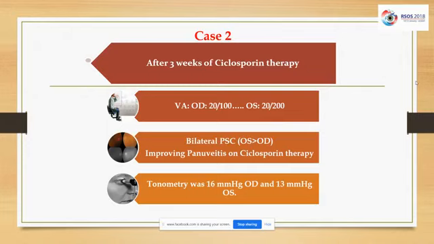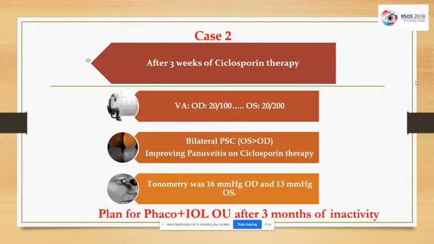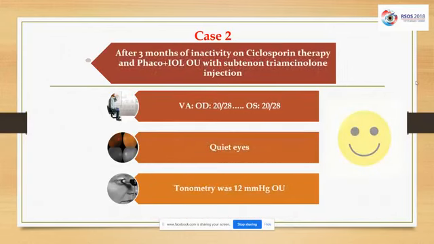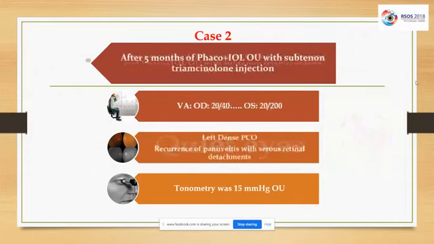The pressure was normal. So I planned to have cataract surgery in both eyes after 3 months of inactivity or quiescence. The patient had cataract surgery in both eyes with subtenon triamcinolone injection, and the vision improved to 28 in the right and 28 in the left. The eyes were totally quiet in both eyes, and the pressure was normal. The patient was so happy at this stage, and she continued. She was on cyclosporine this time.